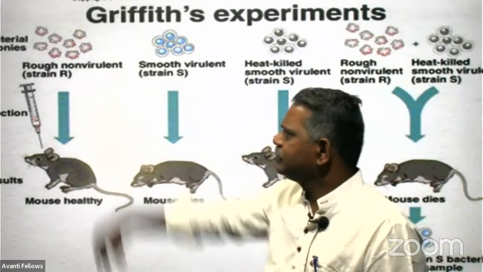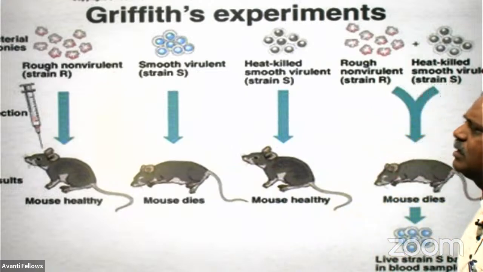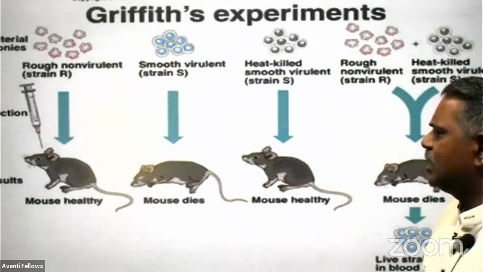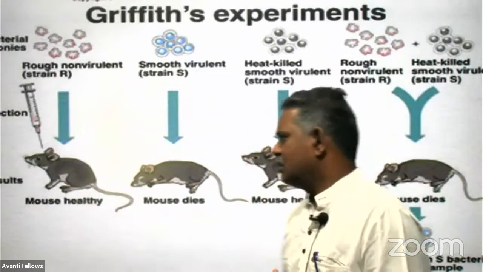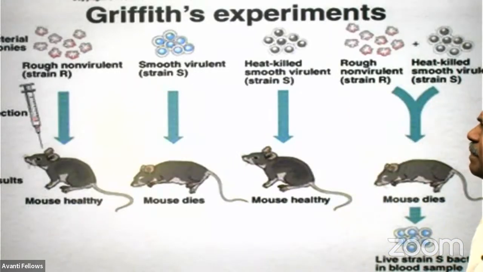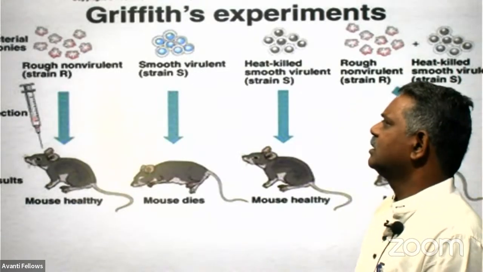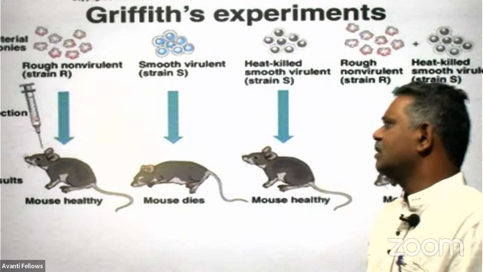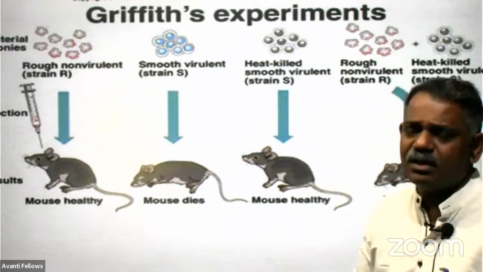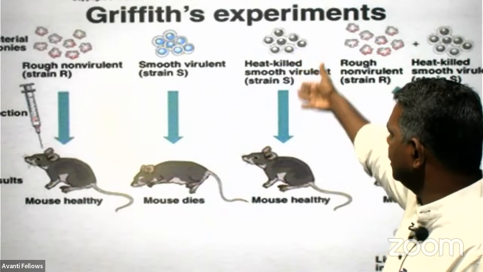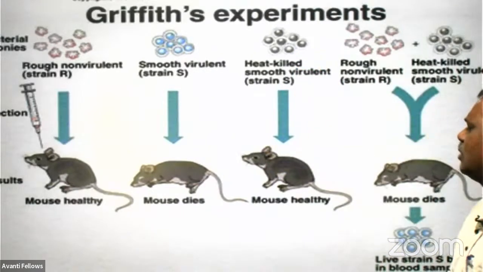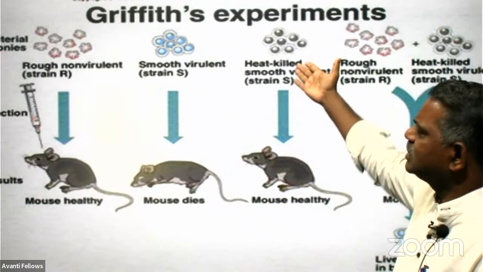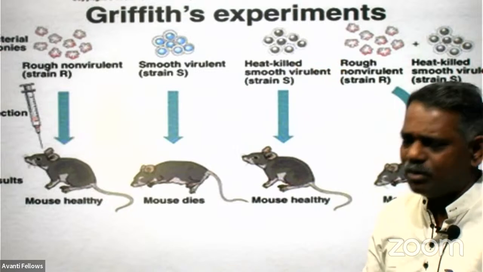This rough strain, a non-virulent bacterial colony, was injected into the body of the mice. The result: the mouse was found very healthy. Then the smooth virulent strain, which can cause disease, was injected directly into the body of the mouse. Naturally, these mice die due to pneumonia. Then the heat killed smooth virulent strain was injected into the body of the mouse. So what happened? This mouse lived. Why? Because it is heat killed only, unable to create pneumonia in the body.